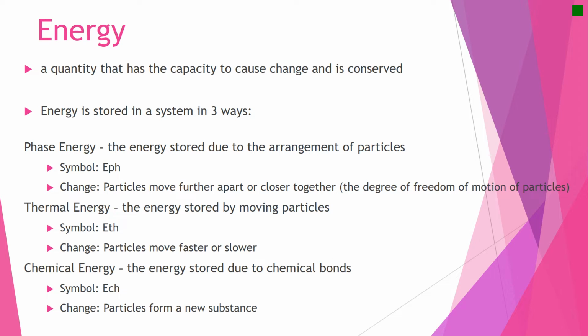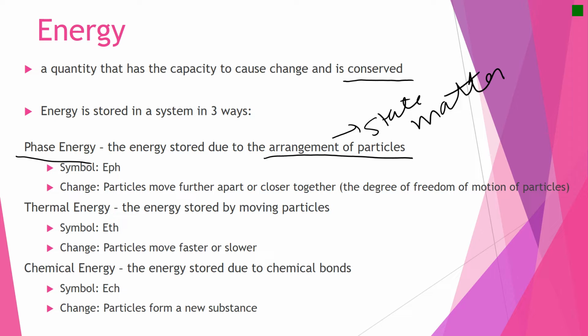So energy is the capacity to change and it is always conserved. What does conserved mean? Conserved means that it is neither created nor destroyed. So what you start with is what you end with. We're going to talk about the three types of energies that are found in chemistry. First off is phase energy, and that is energy due to how our particles are arranged. Now, what does that mean to you? What it's really talking about here is what state of matter it's in. We are going to abbreviate phase energy as EPH, so energy of the phase.